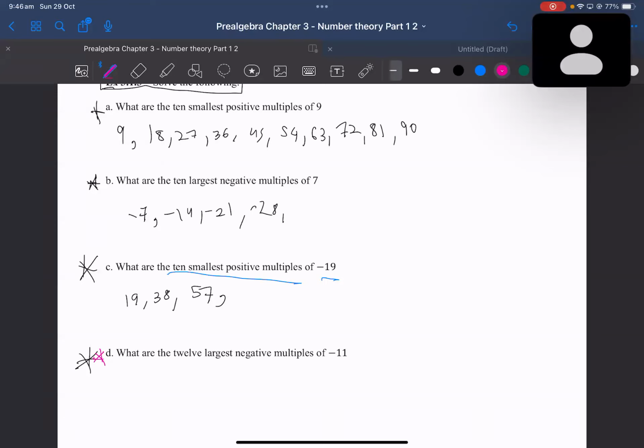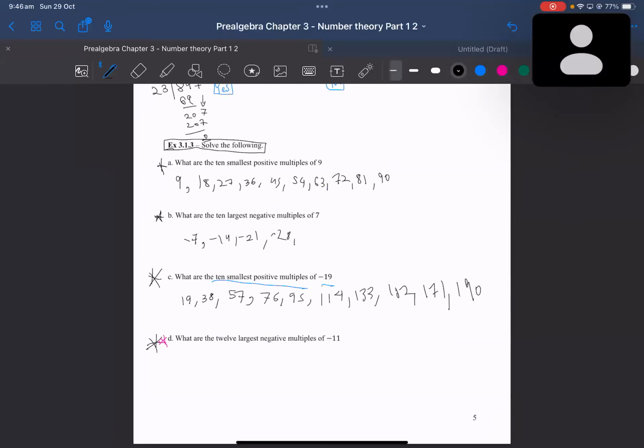Yep, you got 76, 95. Sorry, I missed after that. Did you say? I said 76, 95. I'll write the rest down. You don't need to find it if you haven't got it. 114, 133, 152, 171, 190. Right? That's that. Okay, good.